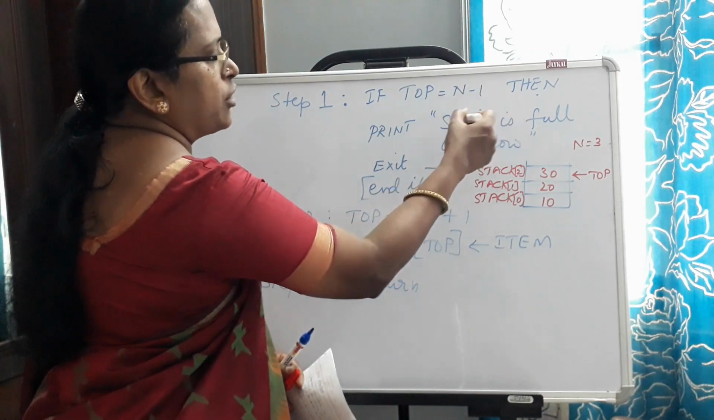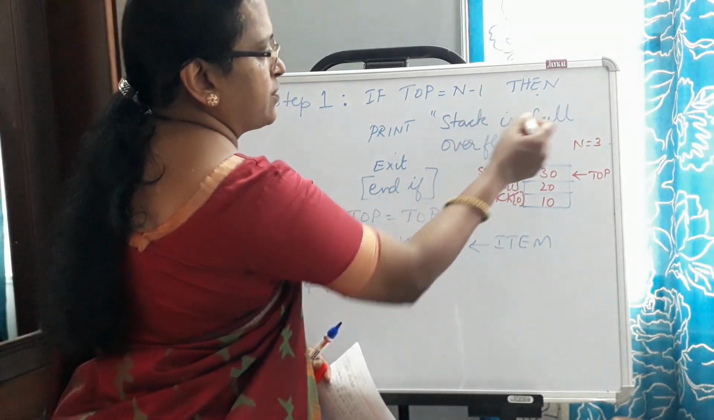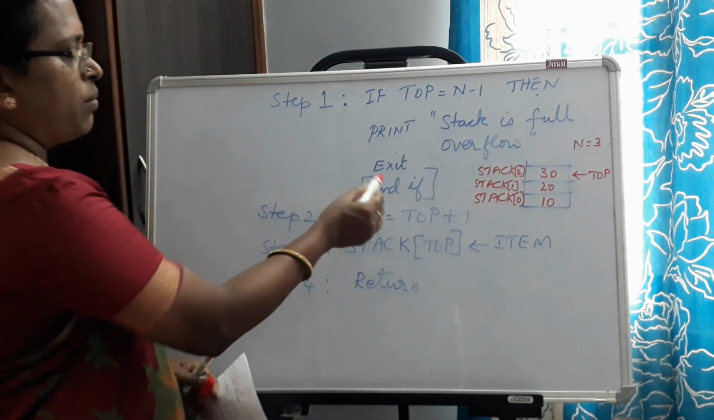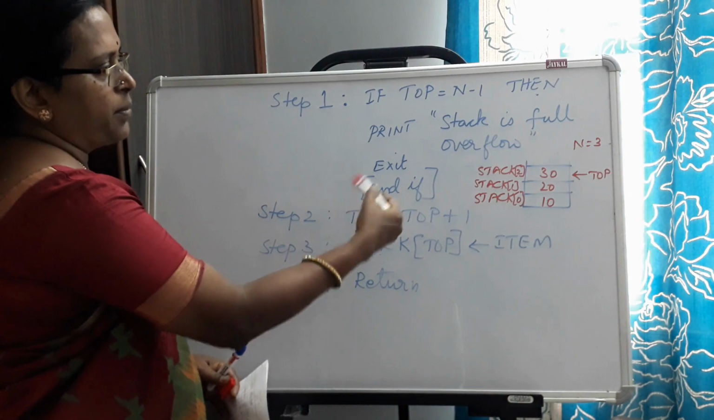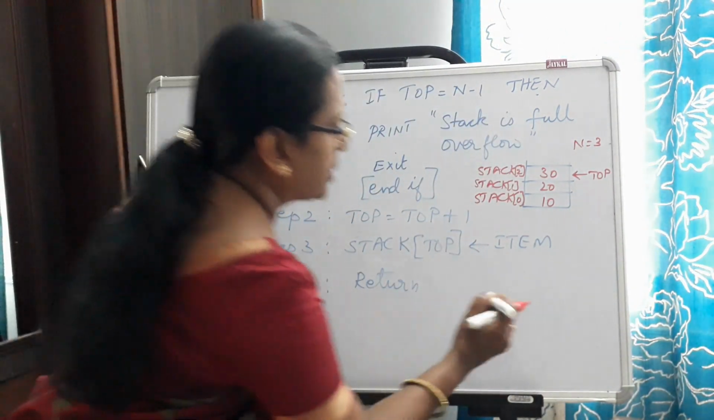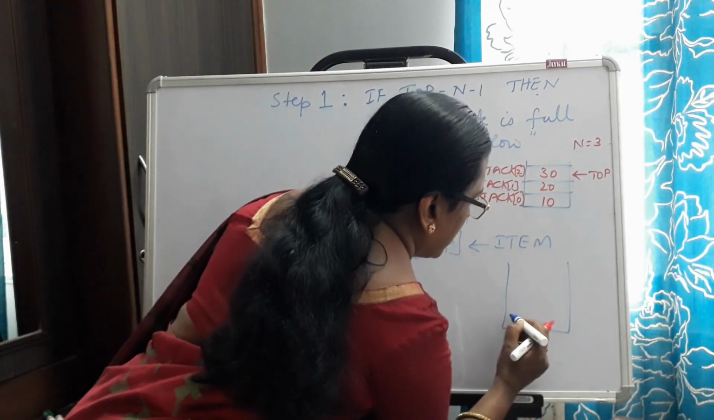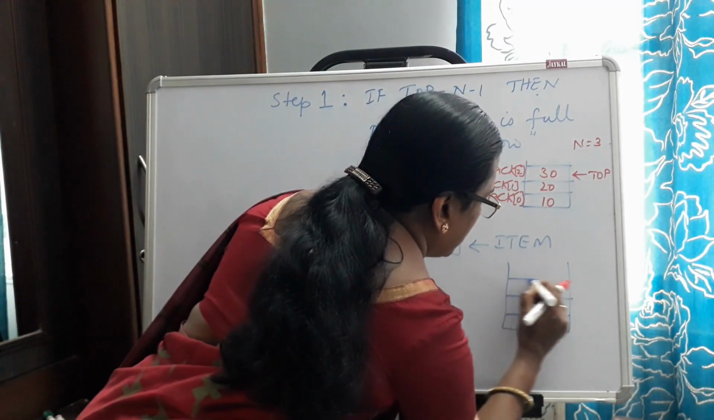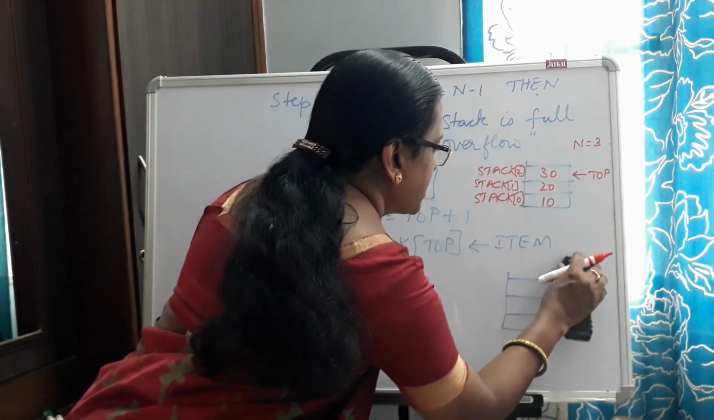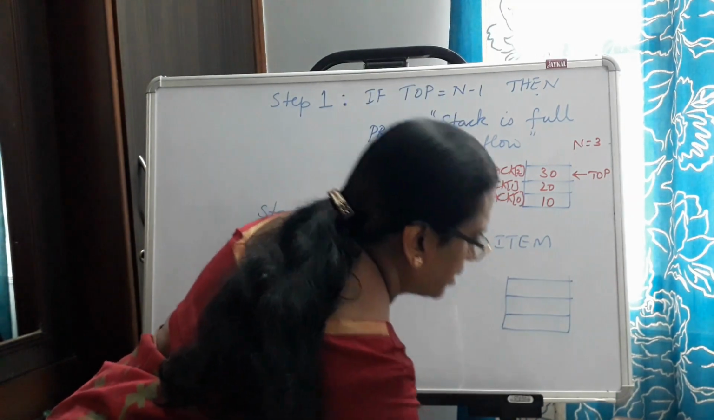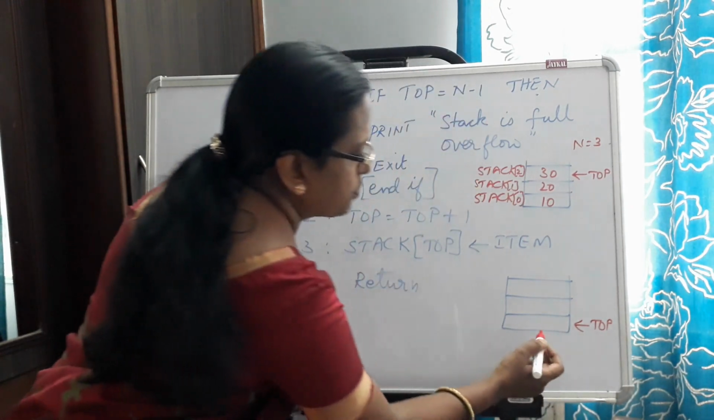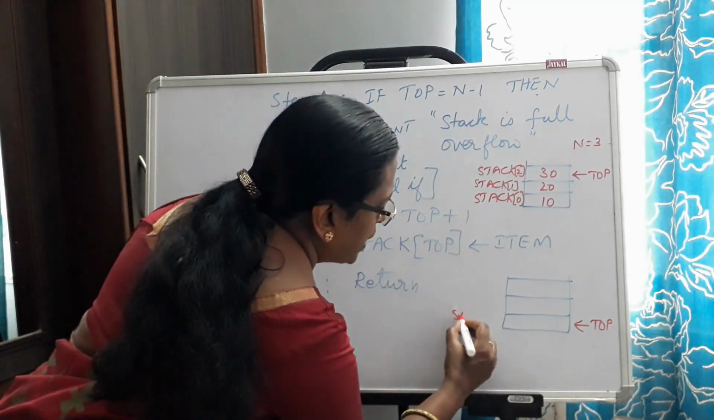If it is, then you just print the message that stack is full and it is an overflow condition, and exit the algorithm. Otherwise, we go to the next step. For the next step, the stack condition can be this. It could be the first element in the stack, or the second item, or the third item. So first, top is pointing at the lowest position.